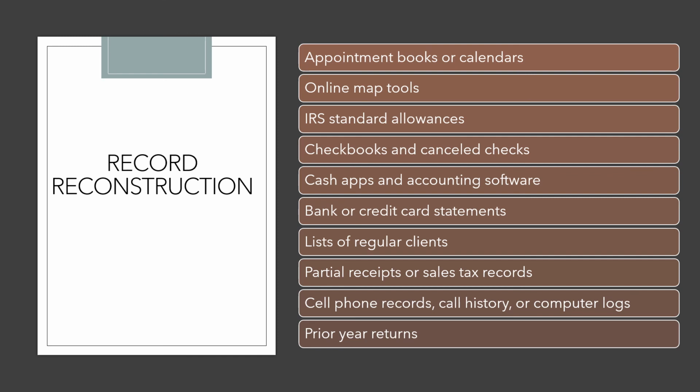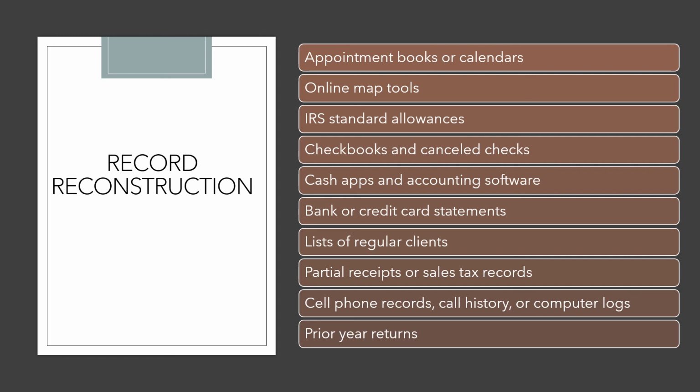There are a lot of tools like that, and usually our clients have their phones with them, so we can say, why don't you search for an accounting app, and let's see if we can get you set up with something. Again, there are lots of free options. And then there are bank or credit card statements, lists of regular clients, partial receipts or sales tax records. If everything can't be found to the last penny, are we getting pretty close, so that what we're filing largely is representative of what was happening?